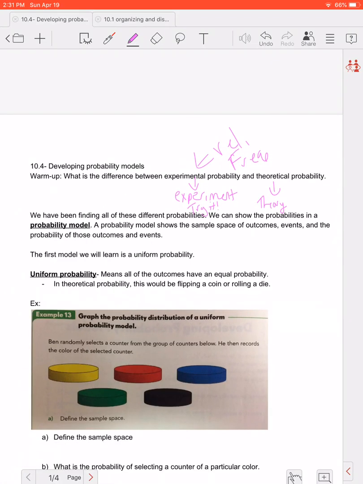So we've been finding all these different probabilities, and we can show them off in a probability model. So a probability model shows the sample space of outcomes, events, and the probability of those outcomes and events. So the first model we're going to learn about is a uniform probability.